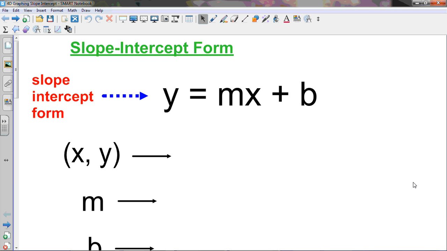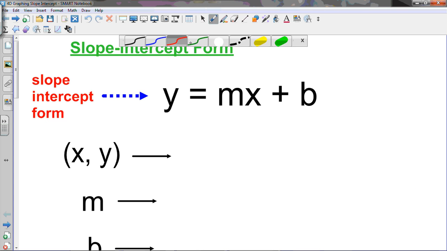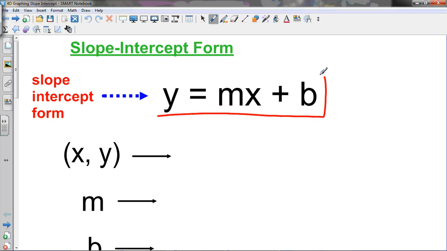This video is dedicated to graphing a line on a graph using a certain form called slope-intercept form. The slope-intercept form is this equation right here: y equals mx plus b. Notice the x and y values will not change.